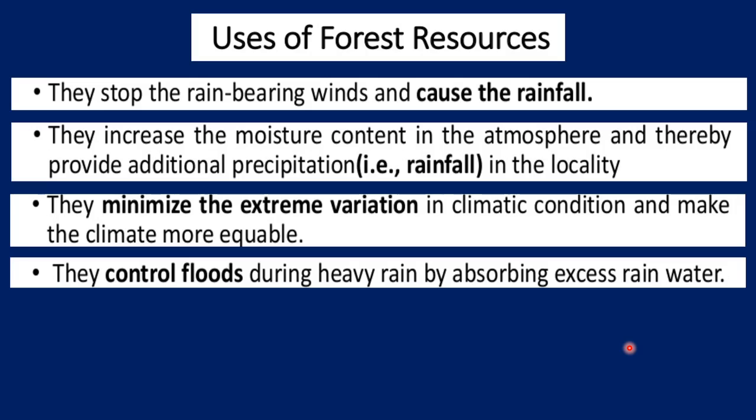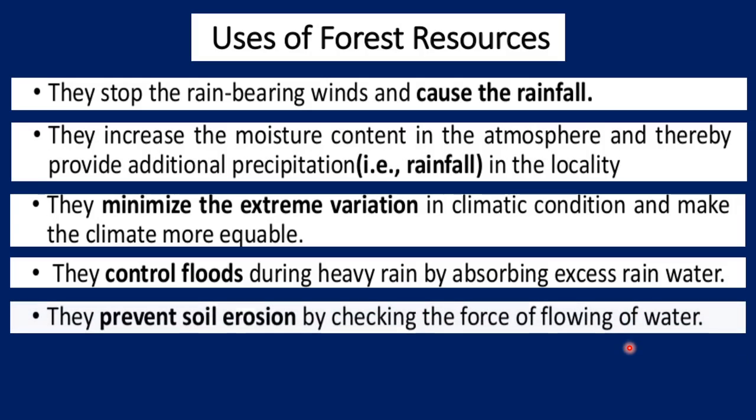They control floods during heavy rain by absorbing the excess rainwater. So this is another mechanism by which they are useful for us. They prevent soil erosion by checking the force of the flowing water. Because of the foothold of the roots given out by the trees, they hold the soil in a firm manner, thereby preventing soil erosion.